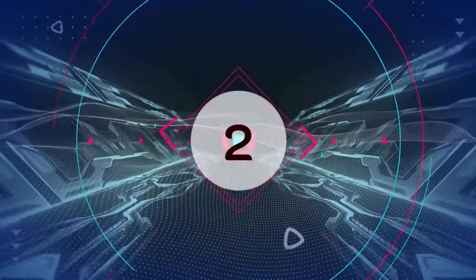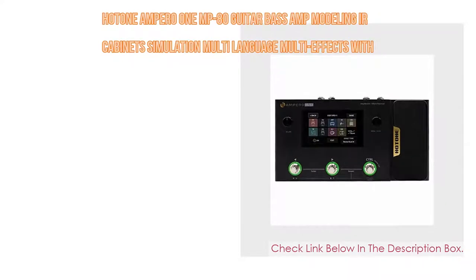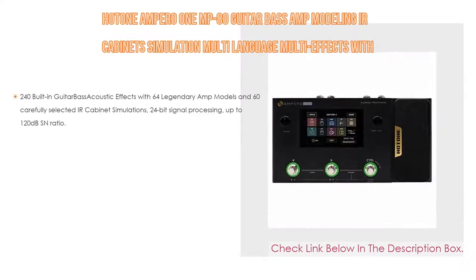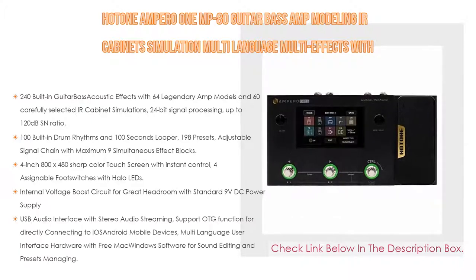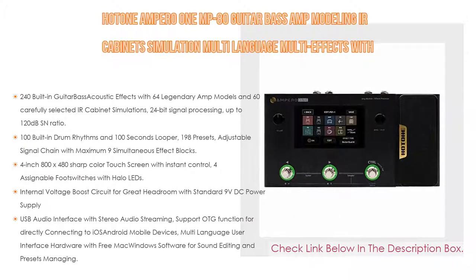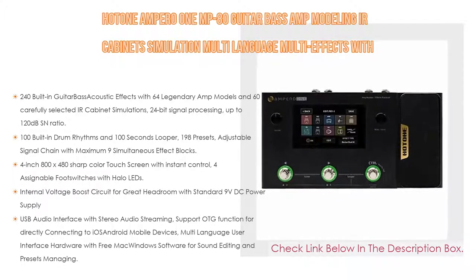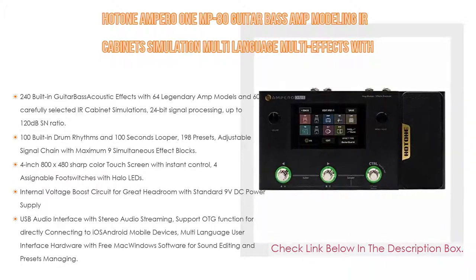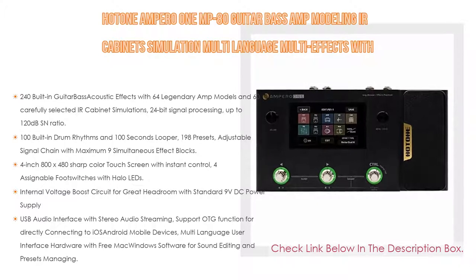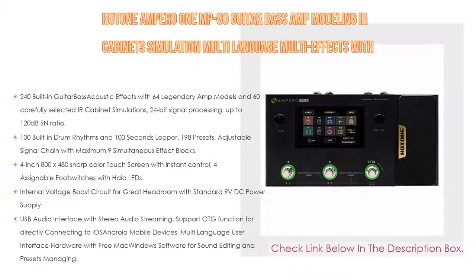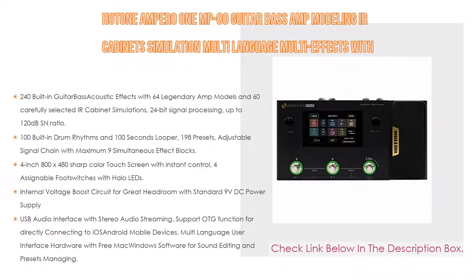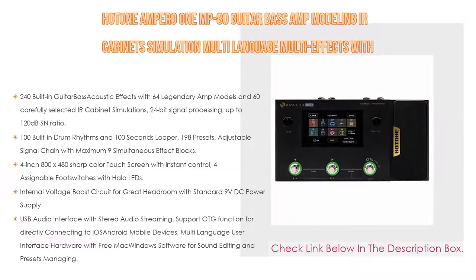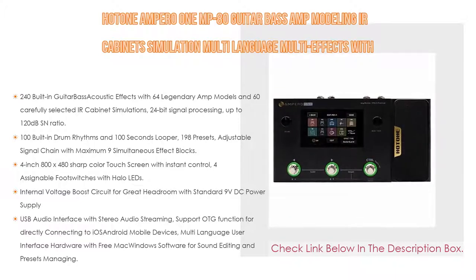Number 2. Hotone Ampero 1 MP80 Guitar Bass Amp Modeling IR Cabinet Simulation Multi-Language Multi-Effects with Expression Pedal Stereo OTG USB Audio Interface is editor's choice because it has 240 built-in guitar bass acoustic effects with 64 legendary amp models and 60 carefully selected IR cabinet simulations, 24-bit signal processing, up to 120 decibels SN ratio, as well as 100 built-in drum rhythms and 100 seconds looper, 198 presets, adjustable signal chain with maximum 9 simultaneous effect blocks.